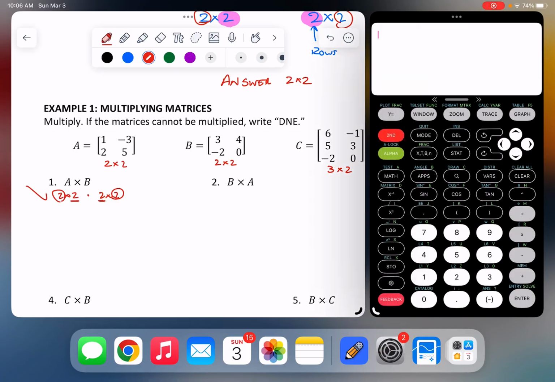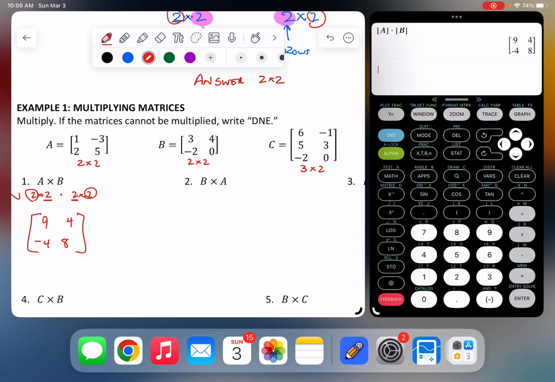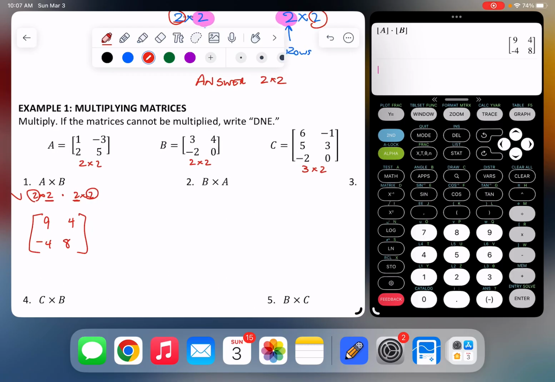So in our calculator, if we go second matrix A times second matrix B, we get a 2 by 2 matrix. So 9, 4, -4, 8. Okay? If we go B times A, think about it: in normal math, if we go 2 times 3, that's 6, and if we also go 3 times 2, that's also 6, but that's not how it works in matrix world, okay? These things aren't commutative. A times B is not necessarily the same thing as B times A. So we've got to check.